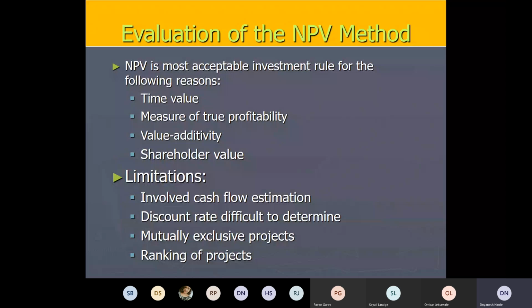Okay, now the limitations. The first is cash flow estimation. The NPV method is easy to use if forecasted cash flows are known, which is not the case generally. And that is not the case with any of the methods. In practice, it is quite difficult to obtain estimates of cash flows due to uncertainty. How we do that is discussed in the subsequent chapters.